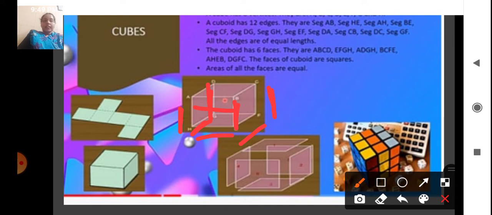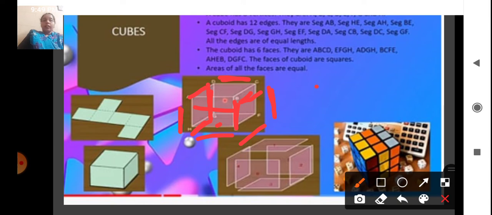Segment DA, very good. This is ABCD, so this is DA. Segment CB. Segment DC, the above one. Segment GH, the down one. This I already told you.